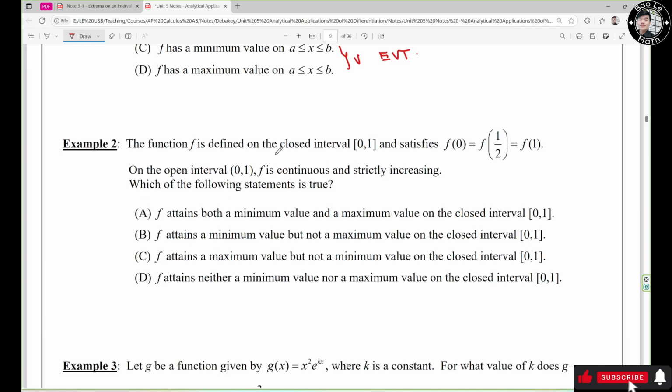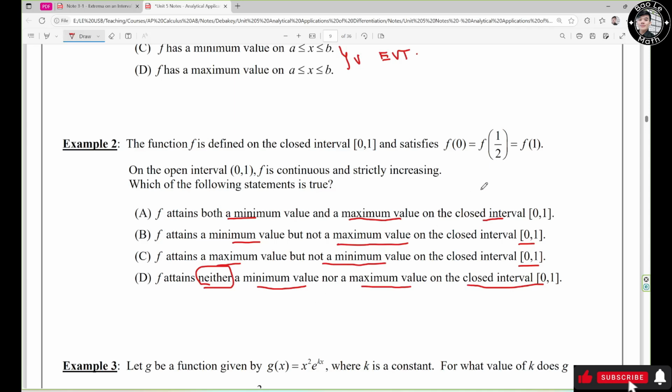Now example number 2. The function f is defined on the closed interval 0 to 1 and satisfies f of 0 equals f of 1 half equals f of 1. On the open interval 0 to 1, f is continuous and strictly increasing. Which of the following statements is true? A. F attains both a minimum value and a maximum value on the closed interval 0, 1. B. F attains a minimum value but not a maximum value on the closed interval 0, 1. C. F attains a maximum value but not a minimum value on the closed interval 0, 1. D. F attains neither a minimum value nor a maximum value on the closed interval 0, 1.